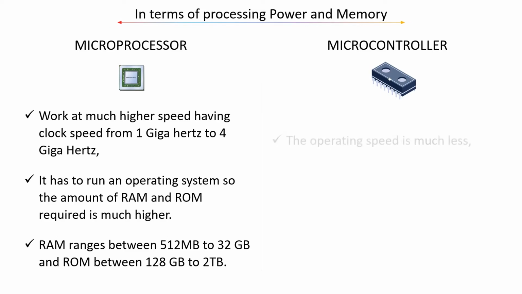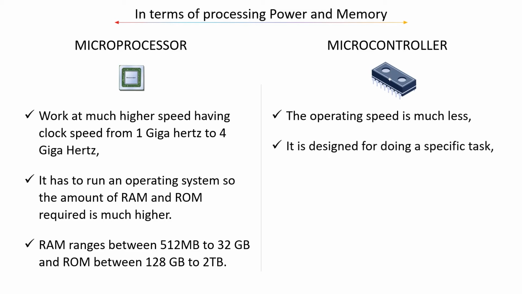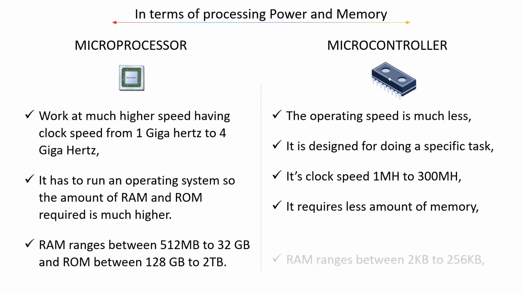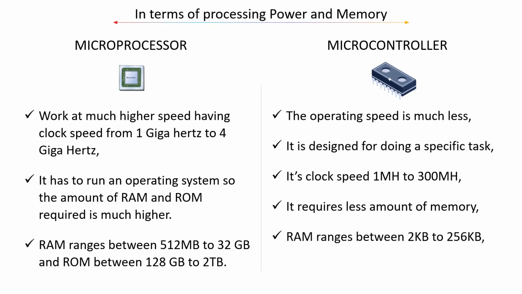While in microcontrollers, the operating speed is much less as compared to the processor, as it is designed for doing a specific task. Its clock speed ranges between 1 MHz to 300 MHz and it also requires less amount of memory. The RAM ranges between 2 KB to 256 KB and the ROM between 32 KB to 2 MB.